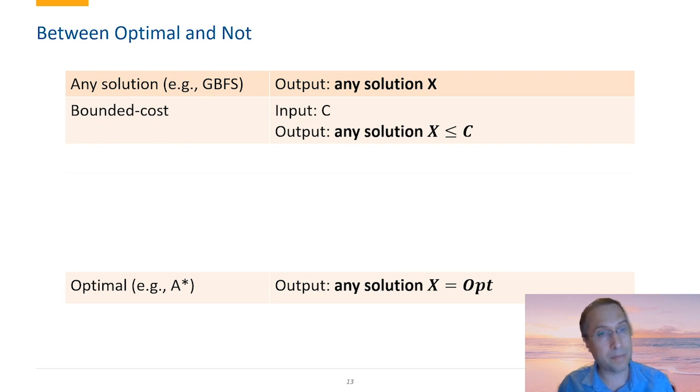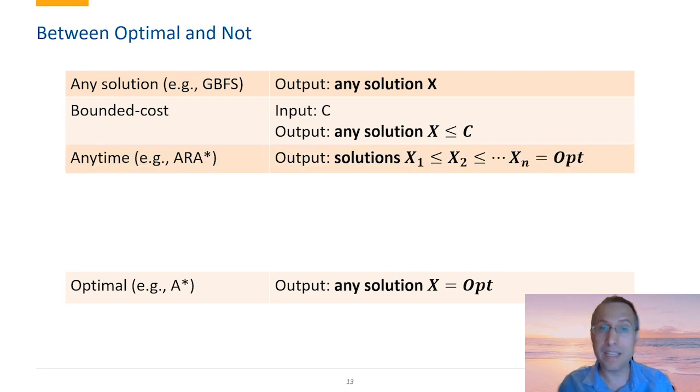Another setup, which is between these extremes, is anytime search. In anytime search, we do not know how much time we will have to run the algorithm. So we would like an algorithm that returns a solution fast, and then, if it has more time, improves the quality of that solution until eventually, if it has enough time, it converges to the optimal solution.